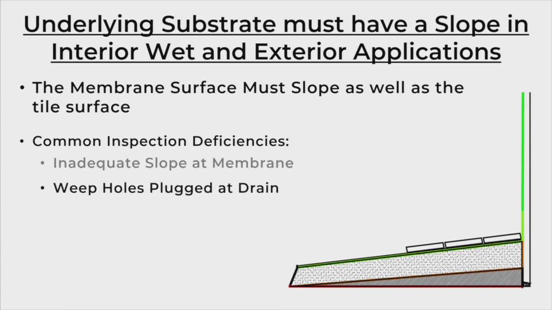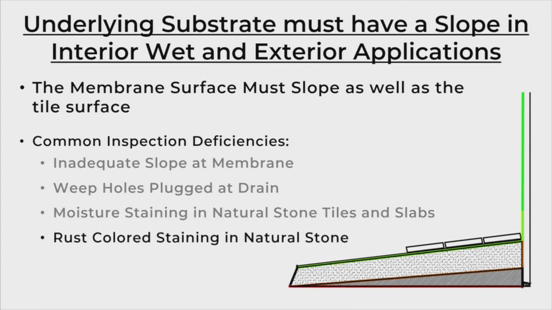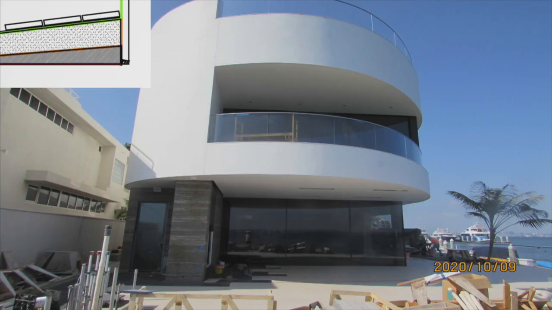Weep holes plugged at a drain. That's critical. You've got to have the membrane sloped to the drain, and then you've got to have weep hole protection so that the water can readily evacuate. Moisture staining in the natural stone and tiles, slabs. That's one of the big issues that can come up. And the rust color staining in a natural stone can occur when it's subjected to excessive moisture due to the naturally occurring minerals that a natural stone contains.